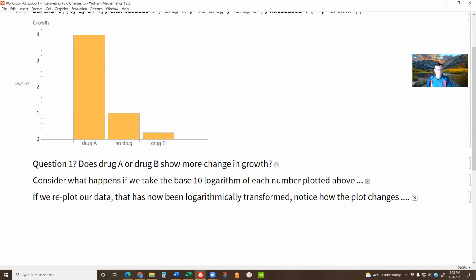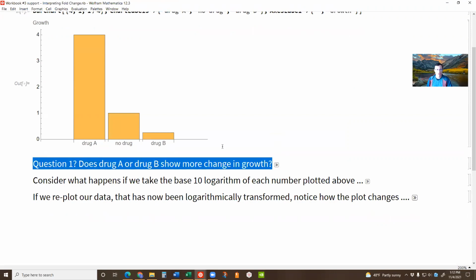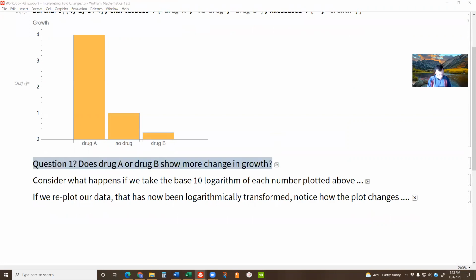So here's my question for you folks. Please type into the chat window at this time, what do you think the answer is to my new question number 1? Does drug A or drug B show more change in growth?